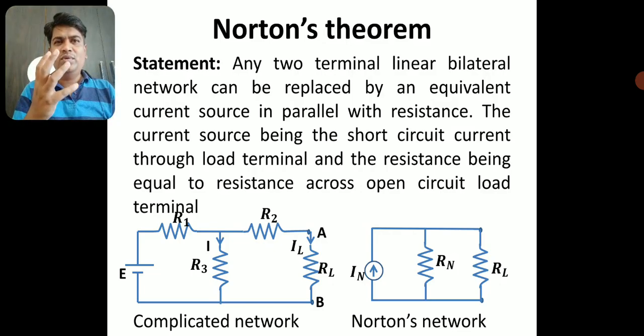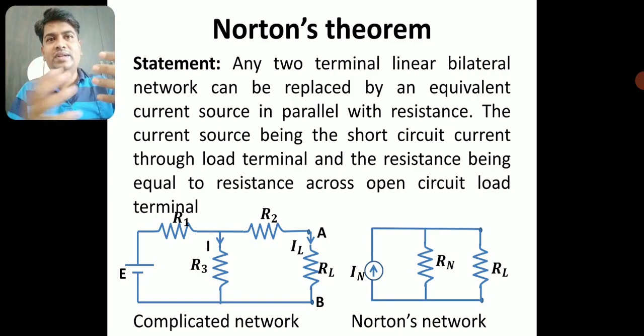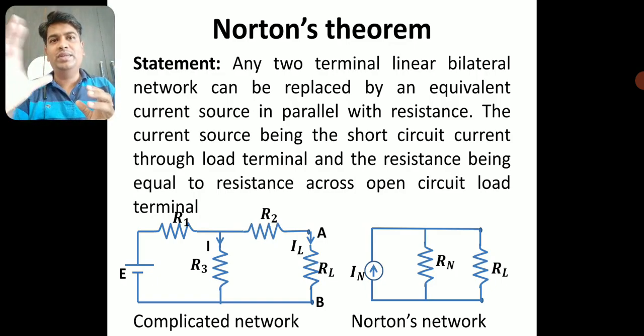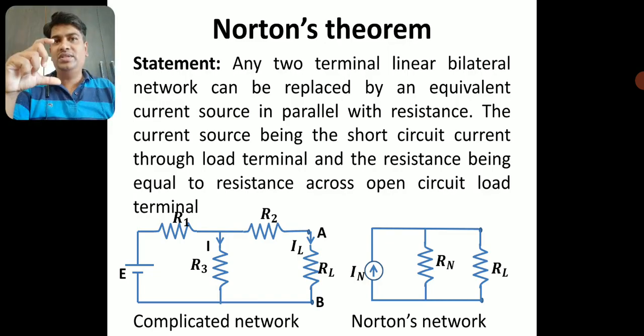It is almost similar to the Thevenin's theorem, where in the Thevenin's theorem I am saying that this complicated network is equal to this simple network with one voltage source in series with a resistance, and what must be the value of the voltage source, that is VTH, the open circuit voltage. And what must be the RTH? Again, this is the effective resistance across these two load terminals.